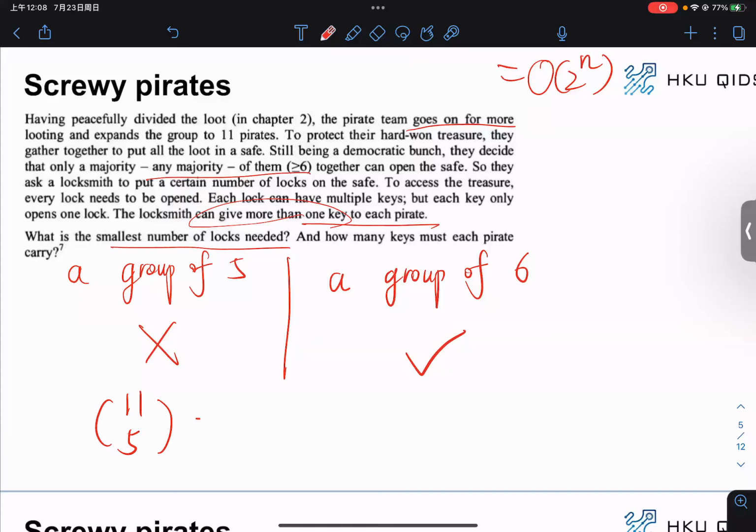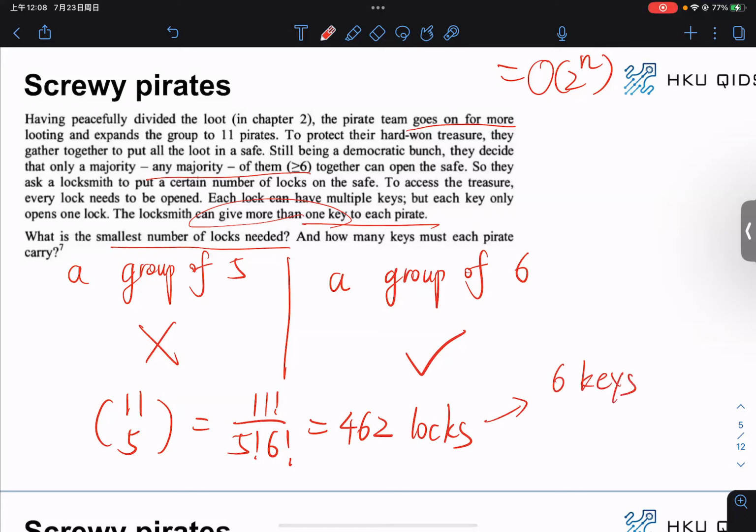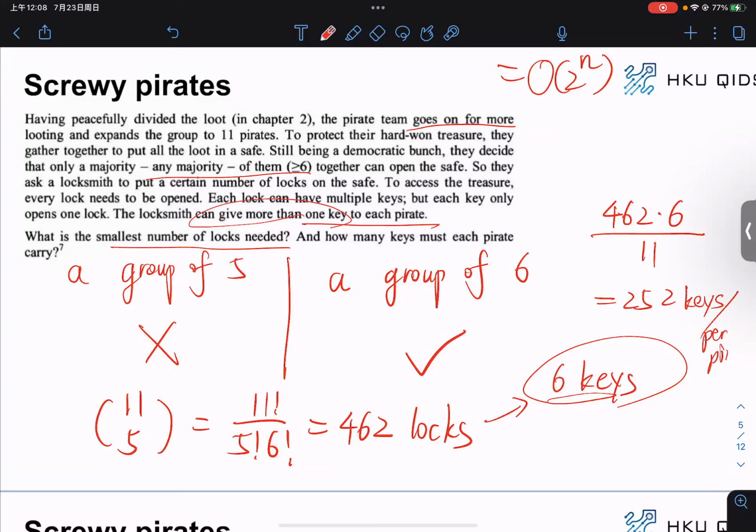And how many ways can we have? We are going to have 11 factorial over 5 factorial times 6 factorial. In total, this is going to be 462. And this should be the total number of locks, because we need each lock to target one special group of 5 people, okay? And for this group, how many keys should it have? It should have 6 keys, so it should require 6 keys to open it, and it belongs to a 6-member subgroup. So in total, we are going to have 462 locks multiplied by 6 keys and divided by 11, which is going to be 252 keys per pirate, okay? Yeah, it's a large bunch of keys.